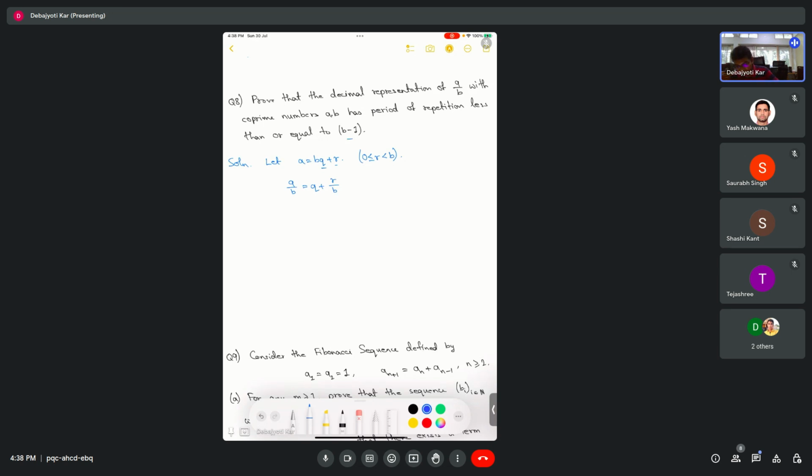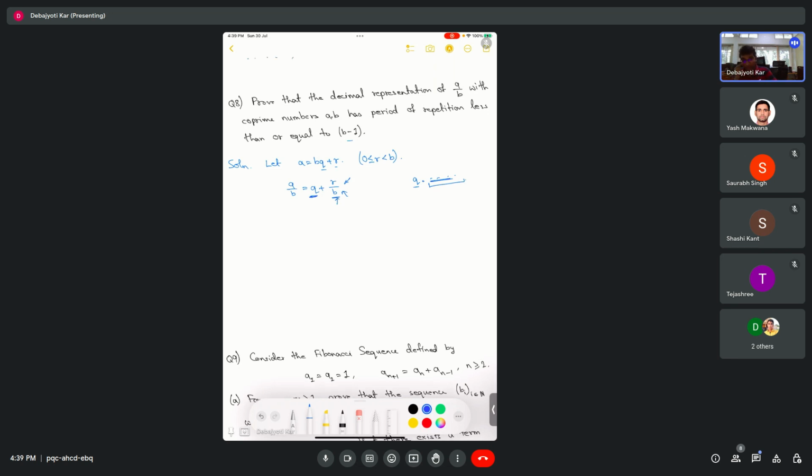R by B, this quantity is less than 1, is a decimal. So here Q is the integer part, and R by B is the decimal part. If we write the decimal representation, it is going to be Q point something, and this something is basically R by B. So we do not need to worry about Q, we just need to worry about the part after the decimal, that is R by B. Hence without loss of generality, we assume that A is less than B, because otherwise instead of working with A, we work with R.